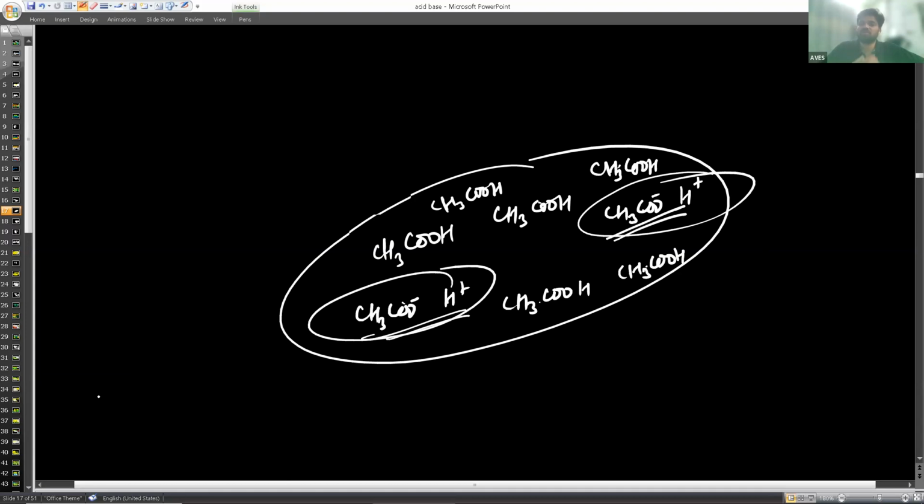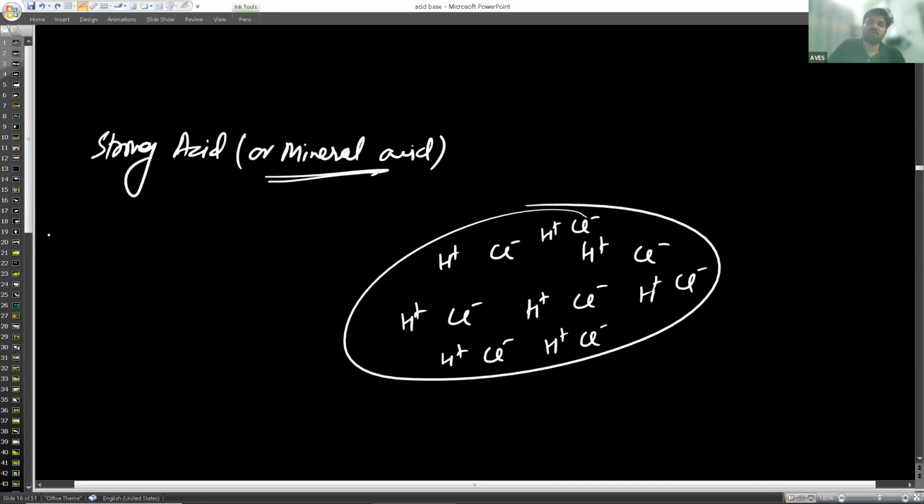Got it? Consider this example: if you have an army of 100 people and only 2 of them have arms, then only those 2 are soldiers; the others are not considered. But in strong acids, all of them have arms. They completely dissociate. Everyone is dissociating the H plus ions, so all molecules are showing the acidic property.